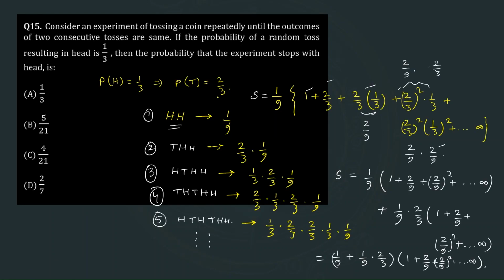So this series will be S equal to 1 by 9 times 1 plus 2 by 3, which is 5 by 3. Then the sum of this infinite series will be 1 over 1 minus 2 by 9. So 1 over 7 by 9 we can write as 9 over 7. So it comes out to be 5 over 21. So the probability that was asked in the question comes out to be option B, 5 over 21. I hope you understood the concept behind this question.